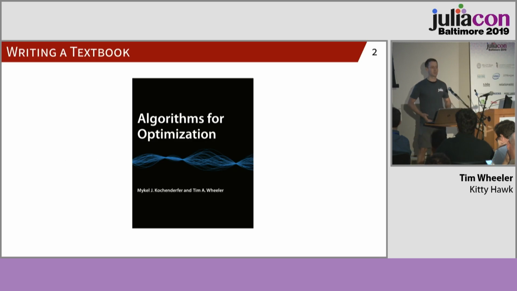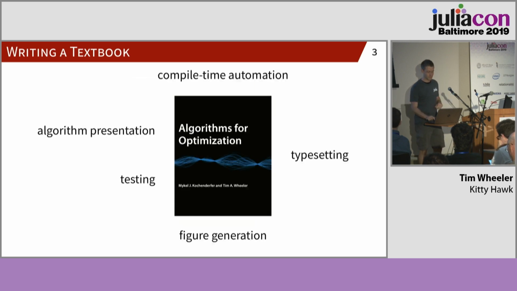This is the book, Algorithms for Optimization, came out in March. It's a general broad overview of a bunch of different optimization algorithms. I'm not going to talk about optimization specifically, but more what Julia was used for in this book and how we used that to then solve different problems in the actual development of this textbook.